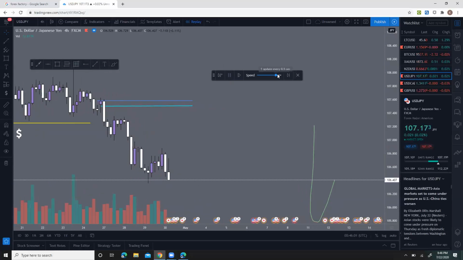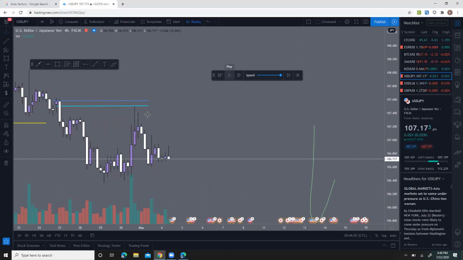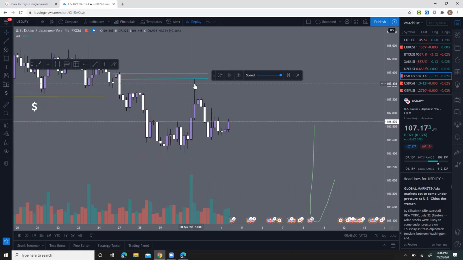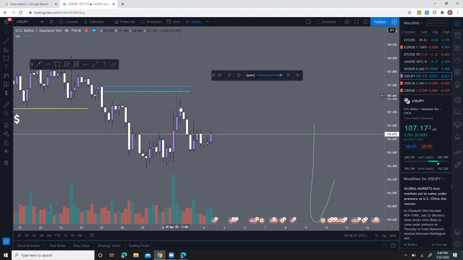Maybe a little faster for y'all. Right there. Look how clean that entry was. Weight entry, and it fell. And that's how this works.